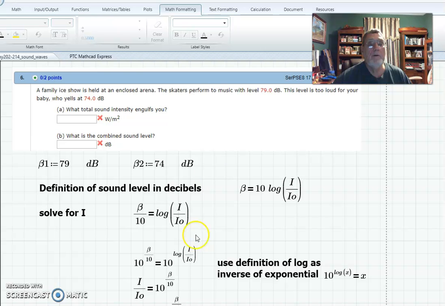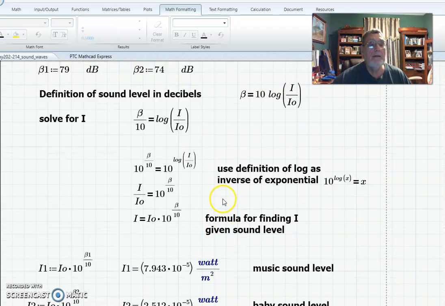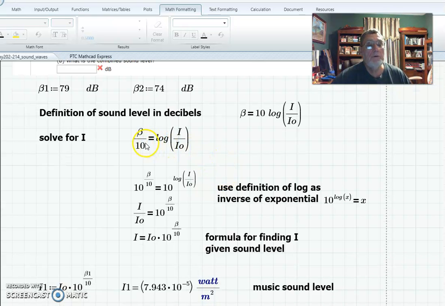Here's one where you've got two sounds, and the trick here is that the intensities actually are the ones that add. So you take your two decibel levels, use your definition, but what we're going to do is solve the decibels for the intensity. Give me the decibels, find intensity. So that's the opposite problem. So do a little algebra here. Divide by 10, make both sides power 10 because the logarithm and exponential are inverses. 10 to the log x is x.